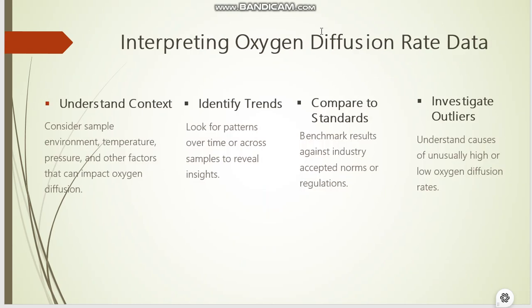Interpreting oxygen diffusion rate data. Understand context: consider sample environment, temperature, pressure, and other factors that can impact oxygen diffusion. Identify trends: look for patterns over time across samples to reveal insight. Compare to standards: benchmark results against industry-accepted norms and regulations. Investigate outliers: understand causes of unusually high or low oxygen diffusion rates.